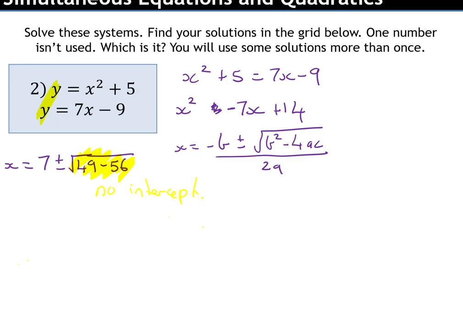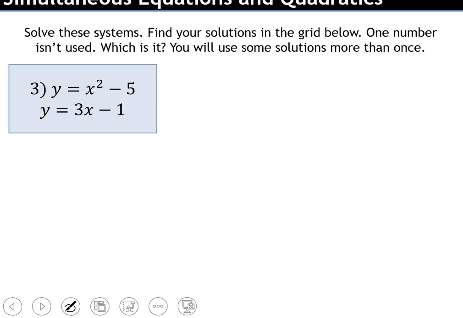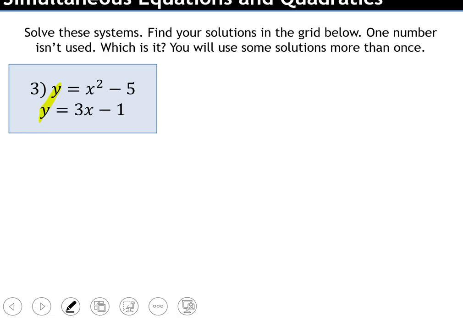So be mindful of that. That is possible to happen. Let's do that last question together. We've got y is equal to x squared minus 5 and y is equal to 3x take away 1. So again, the first thing I'm going to do is look at they both are equal to y, which allows me to then make them equal to each other.